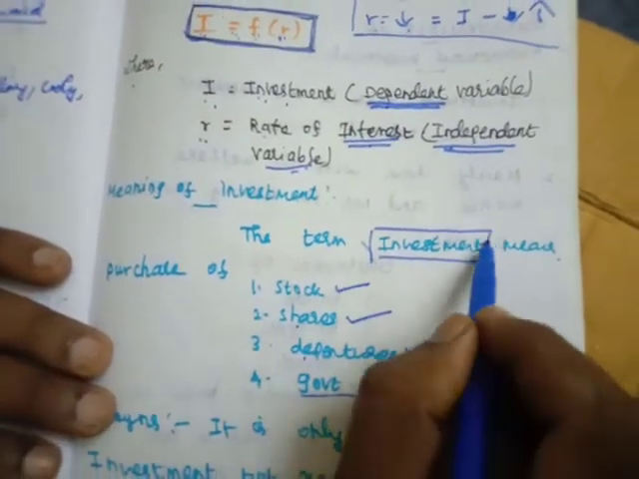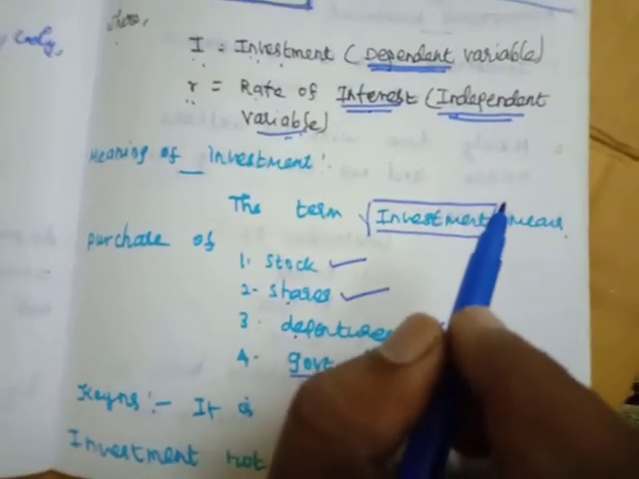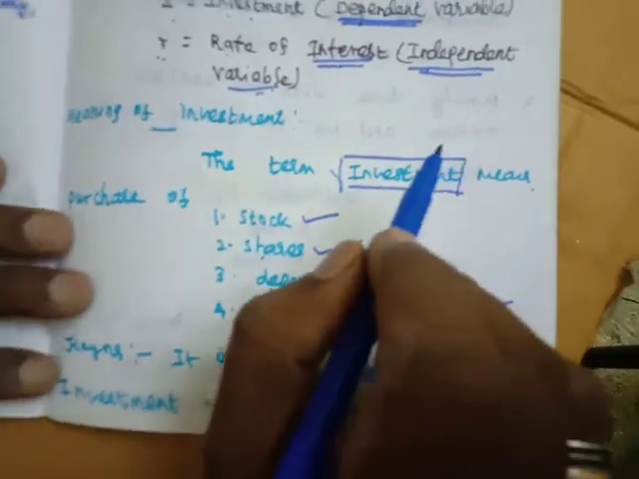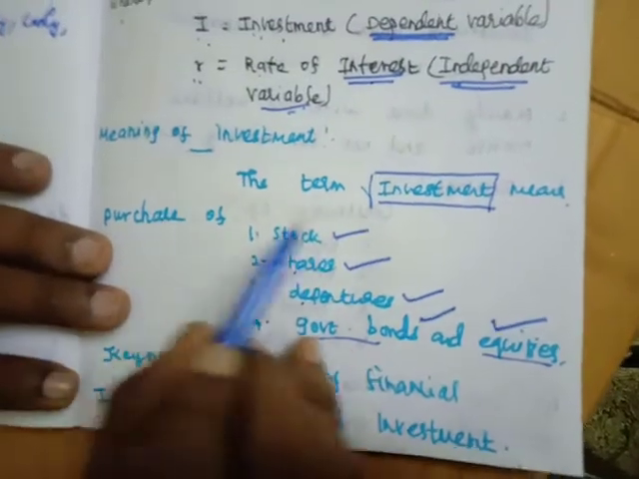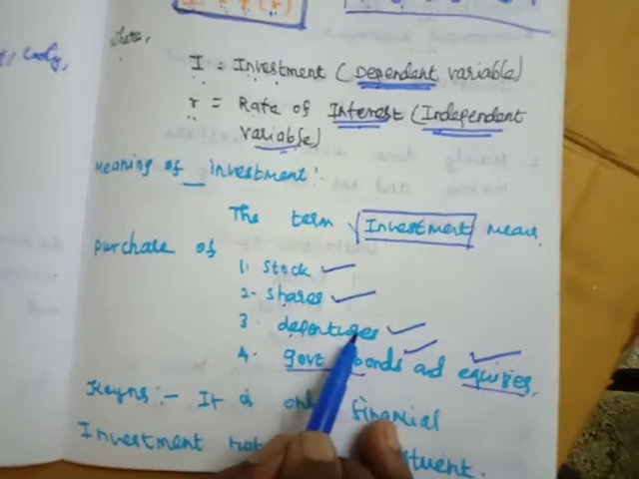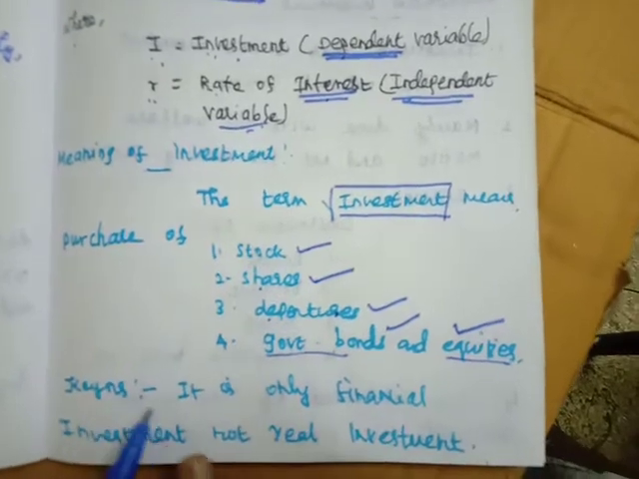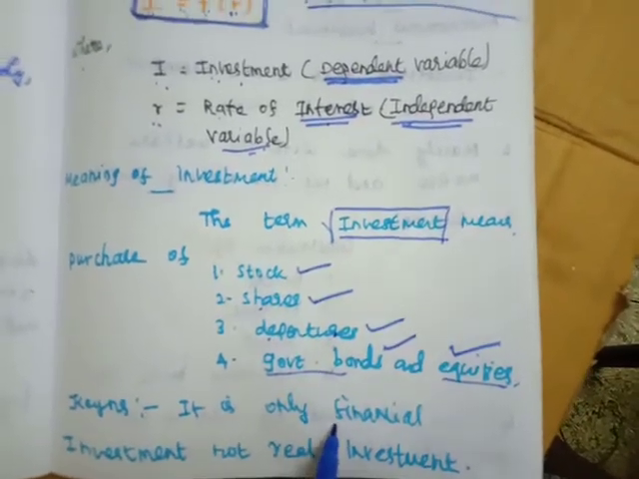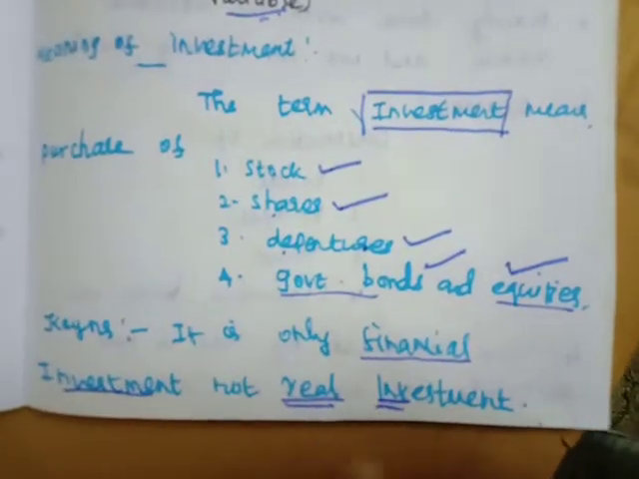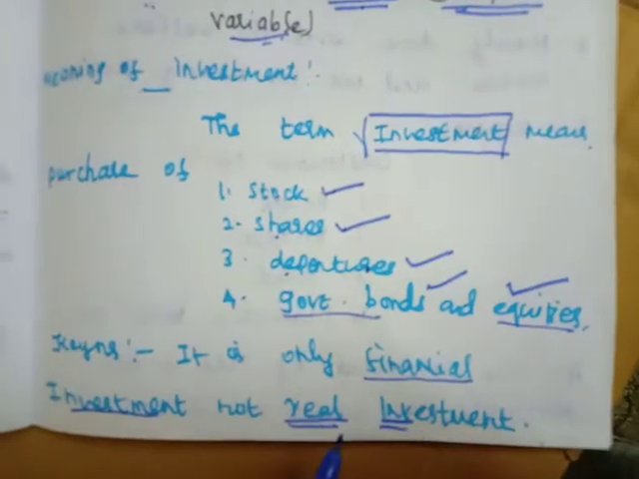Here investment is a macroeconomic concept. If you invest in a business, that is also included in investment or capital, but here it is a macro concept. So investment means the purchase of stock, share market, debentures, government bonds and equities. According to J.M. Keynes, investment is only financial investment, not real investment. Real investment means human work, purchase of machinery, or purchase of raw material. It is not included here.